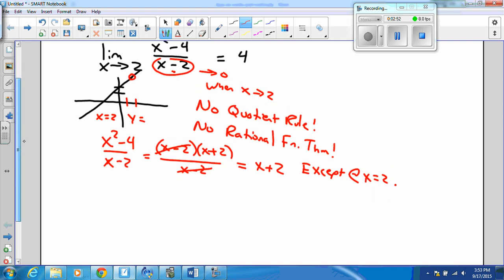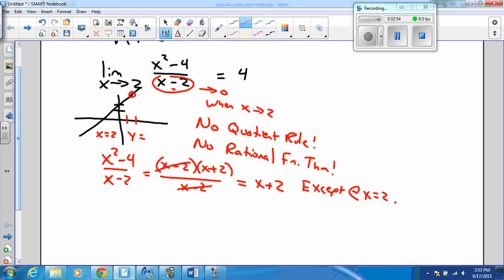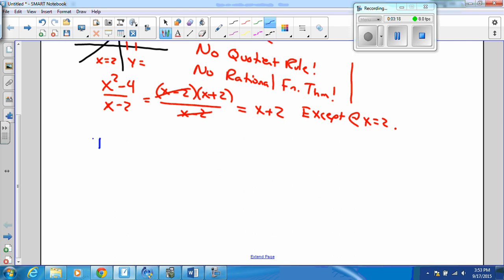Well, the Alias theorem is going to rescue this situation for us. We strongly suspect, based on the graphing calculator evidence, that our limit is 4. However, we don't have any way to prove it yet using our limit properties because the quotient rule does not apply and the rational function theorem does not apply either. So, we're going to learn a new theorem that is able to rescue the situation for us.